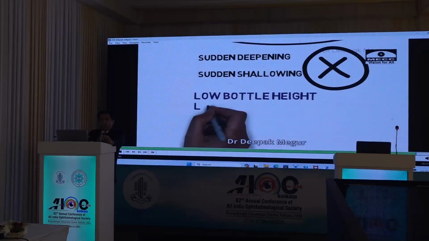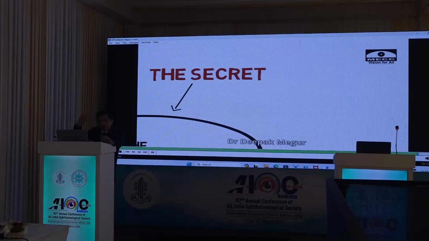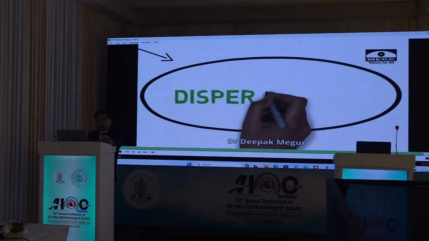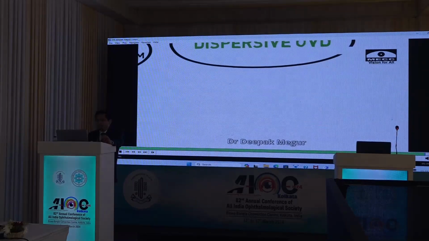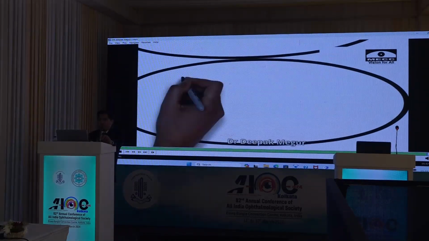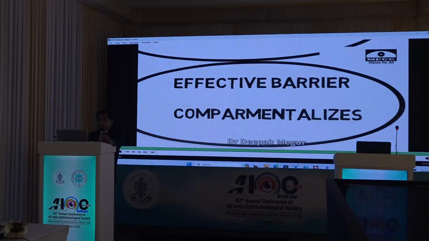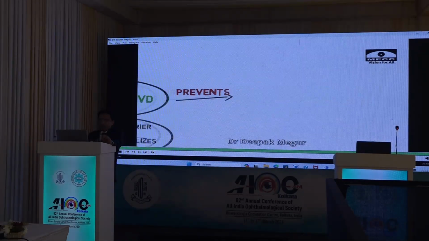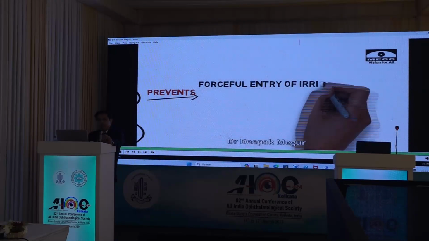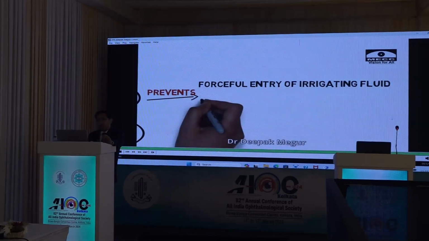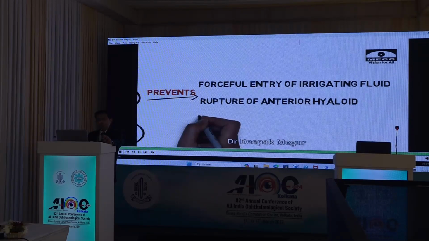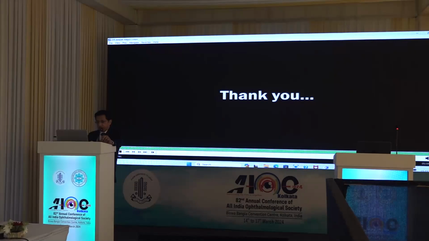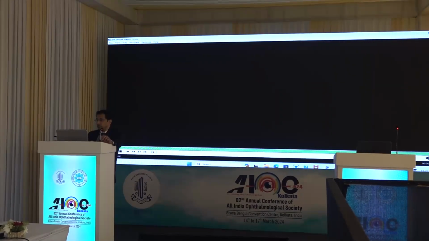Avoid having a very high infusion pressure; lower the bottle height, then adjust your parameters to ensure that the chamber doesn't shallow. The second weapon we have is the dispersive OVD. This acts like a barrier and compartmentalizes, and it also prevents the gush of fluid going beyond it, and this will prevent the anterior capsule bearing the brunt. If you're careful with these situations, most often than not, you can prevent the anterior rupture.